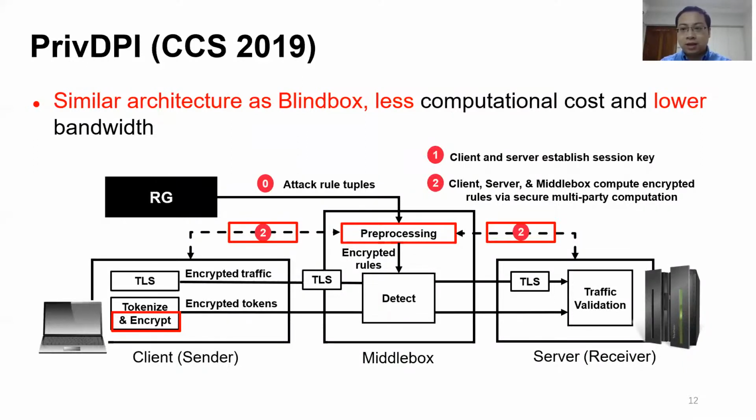In more detail, PrivDPI follows a similar architecture as BlindBox, but makes some improvements over the highlighted parts. A different rule preparation protocol is proposed, which allows a session-reusable property so that the setup phase is done only for the first session with a particular server. It also introduces a new reusable token encryption, which allows the client to reuse the encrypted tokens from a previous session. The computation is more efficient and the bandwidth required is lower compared to BlindBox.